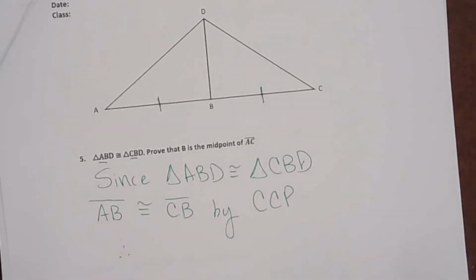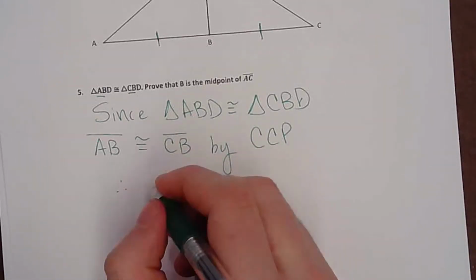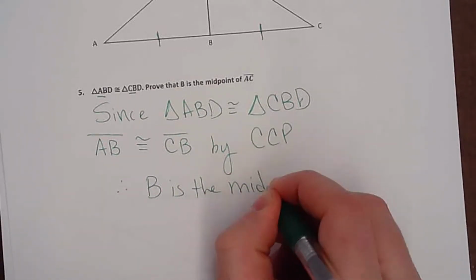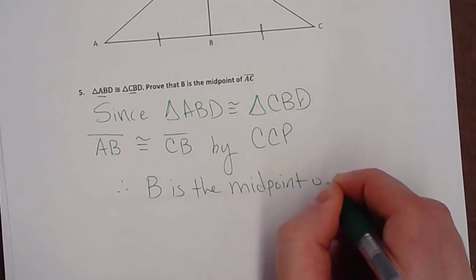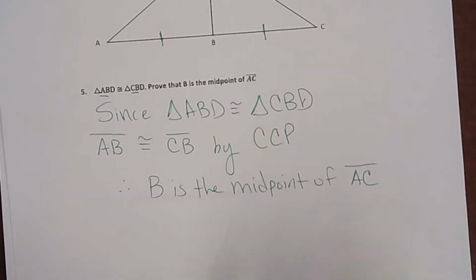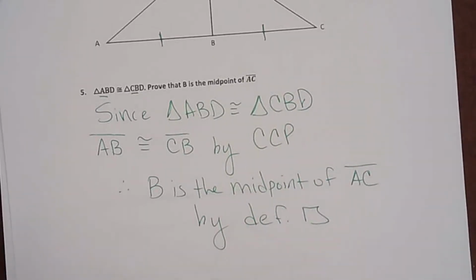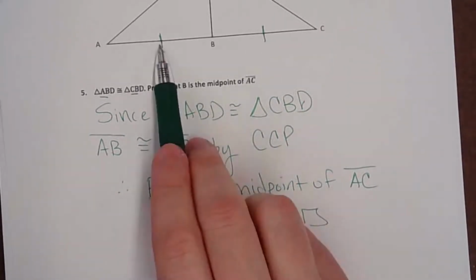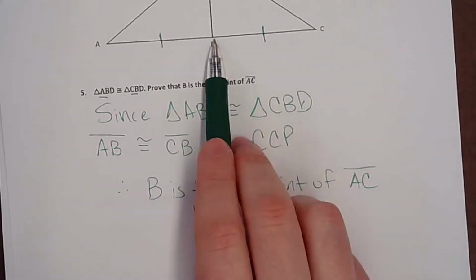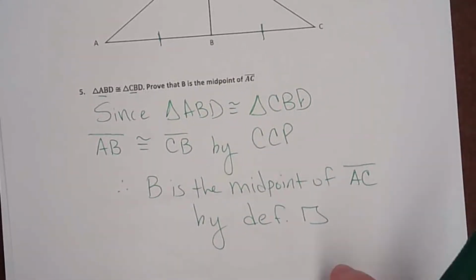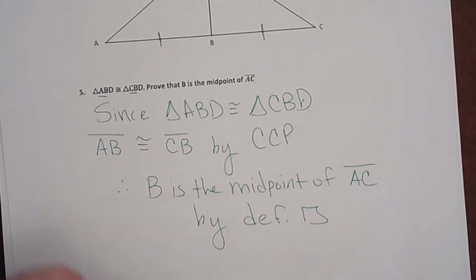So our last step is to write what they gave us, right? B is the midpoint of big segment AC by definition. Right? I proved that B is in the middle by saying these two parts are equal, right? So B is in the middle. So that means it's a midpoint. How do you feel about that, Grace? Yeah, not too bad? All right.